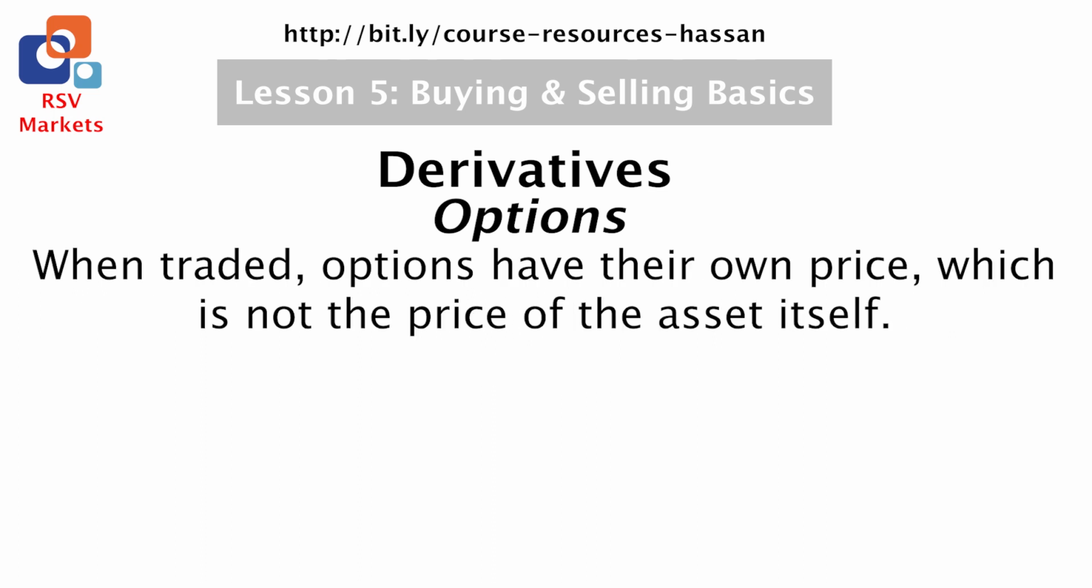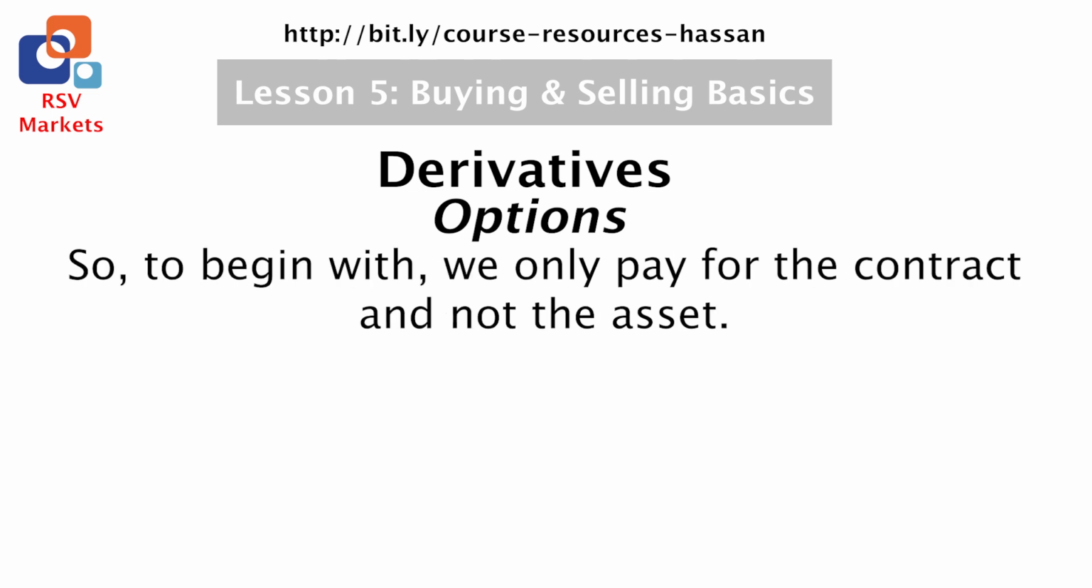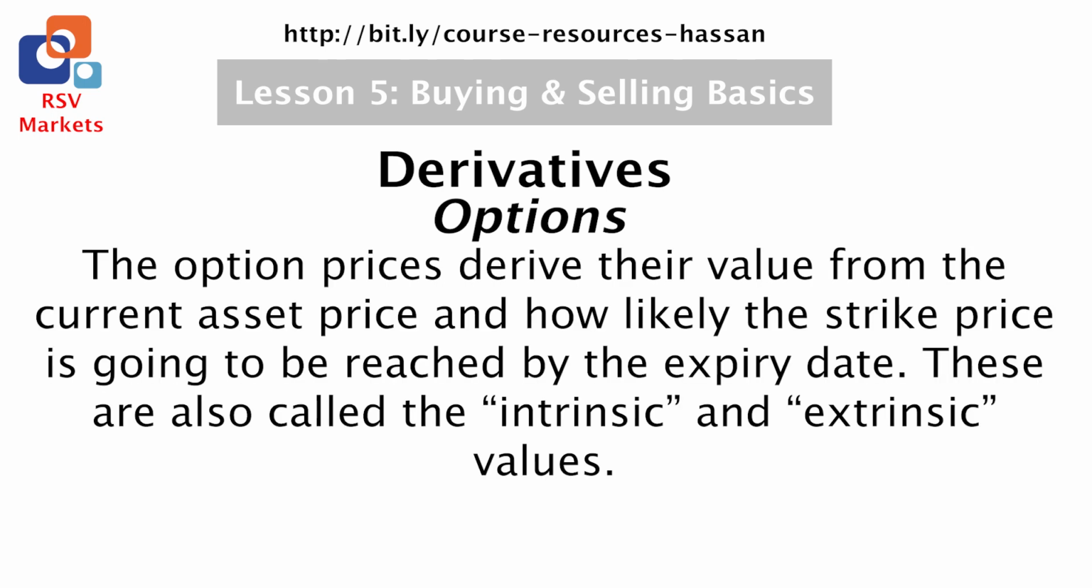When traded, options have their own price, which is not the price of the asset itself. So, to begin with, we only pay for the contract and not the asset. The option prices derive their value from the current asset price and how likely the strike price is going to be reached by the expiry date. These are called the intrinsic and extrinsic values.